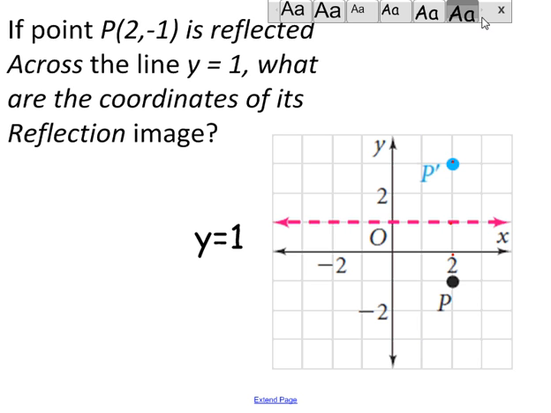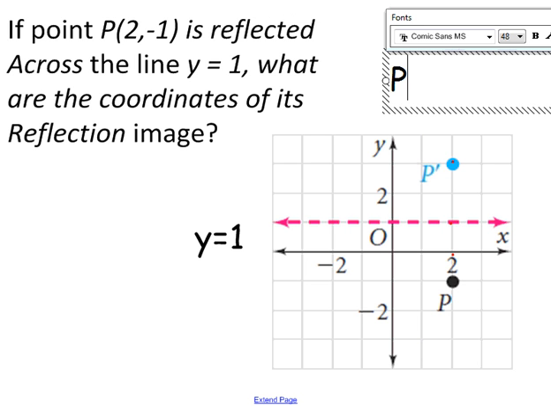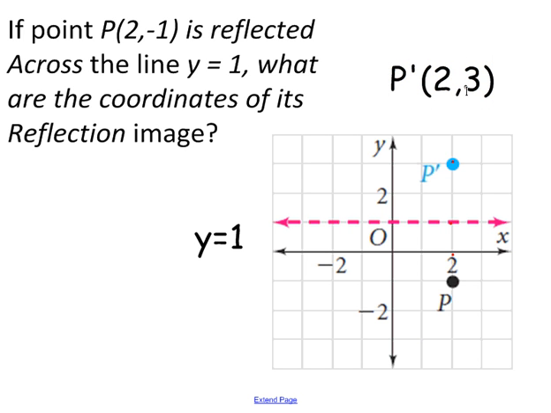And the coordinates of P prime are 2, 3. So if you just want to reflect a point, all you have to do is just really count how far the point is from the line of reflection, and then count the same on the opposite side, and it'll reflect the point.